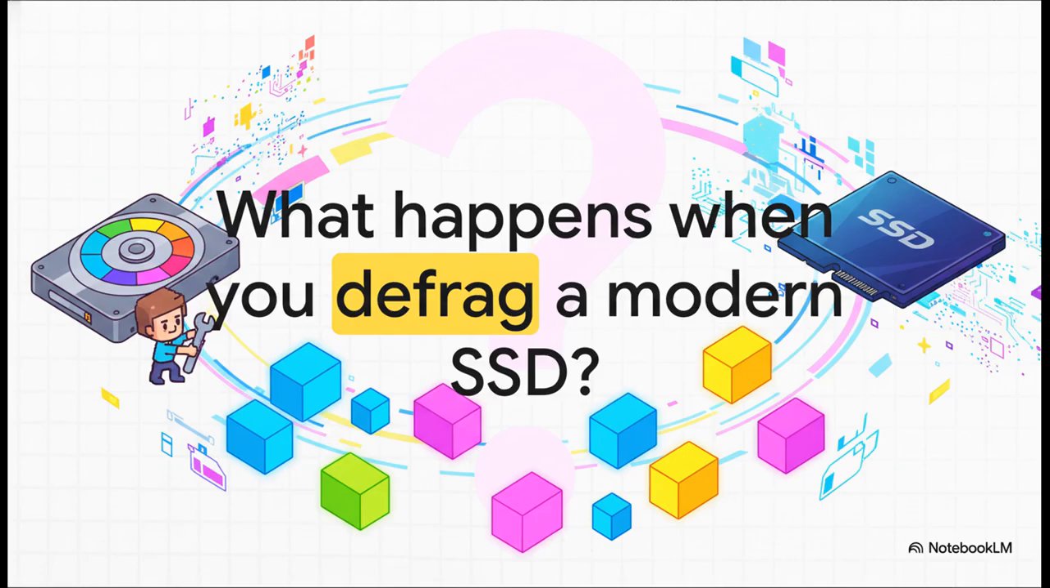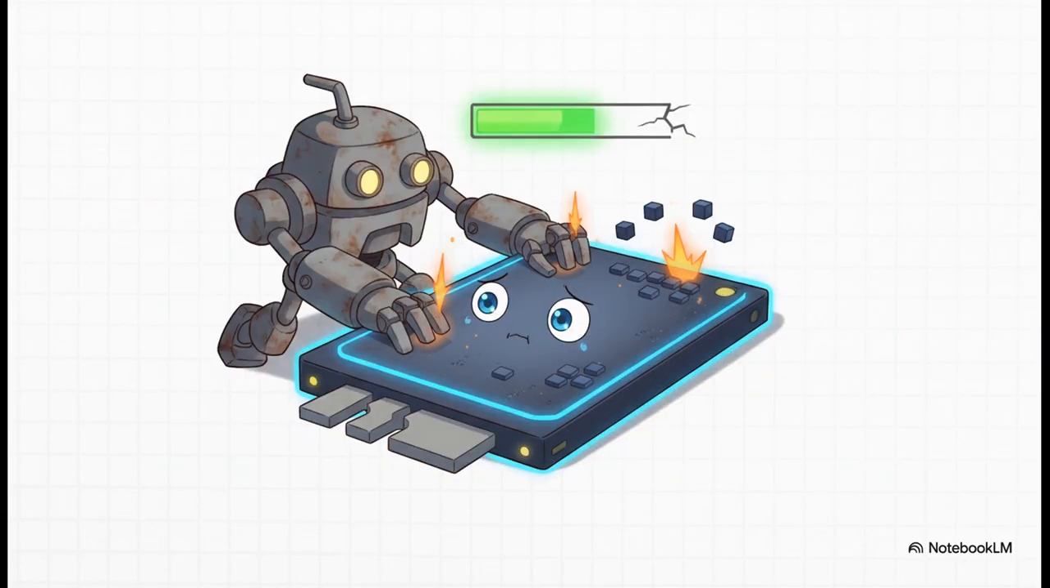So that leads to the big question, right? If fragmentation doesn't slow down an SSD, what in the world happens if you run that old defrag tool on a brand new one? And the answer is pretty shocking. It's not just useless, it's actually bad for the drive. You see, SSDs can only be written to a certain number of times before their memory cells wear out. Defragging is just moving massive amounts of data around for absolutely no speed benefit, which means you're just burning through the lifespan of your drive for no reason.